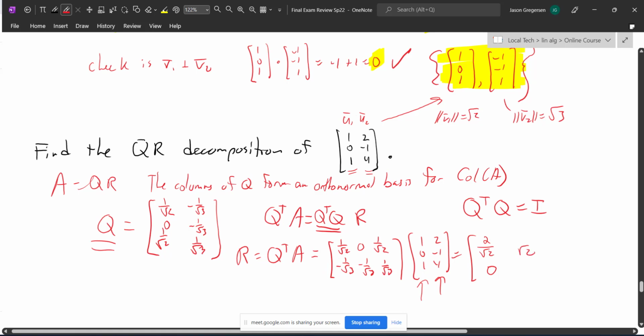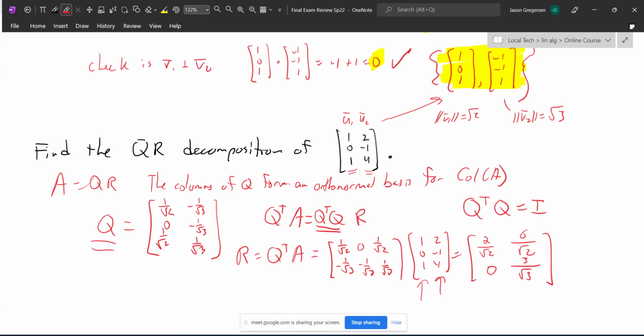I will then move on to using the second column of A. I'll get 2 plus 0 plus 4. I'll get 6 over root 2 here. And then in the last component, I will get negative 2 plus 1 plus 4, which is going to be 3 over root 3 here. And that would be my matrix R. So I found Q and I found R through the QR factorization. All right, long problem. Any questions here so far?